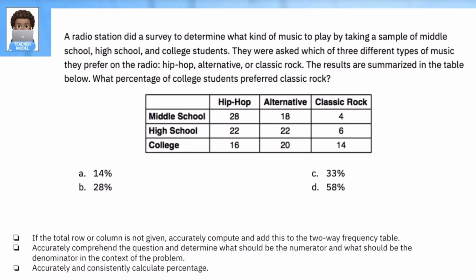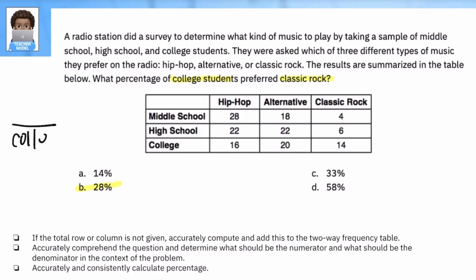All right, and welcome back. Let's do the reveal. What percent prefer classic rock? The answer is 28%. So how do we get this number? Here was the hotspot part. If you didn't notice, there were no totals here, and they're asking us for the percent of college students who prefer classic rock.